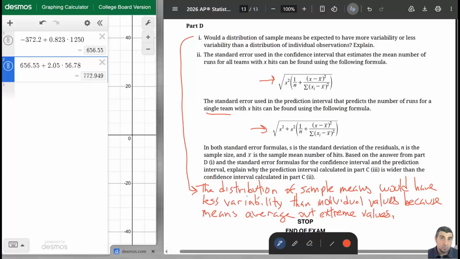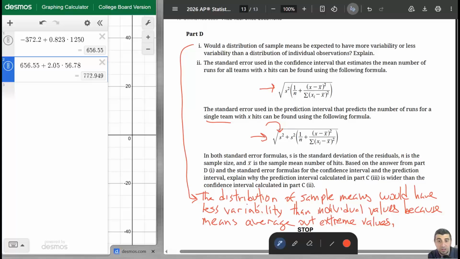So basically, the prediction interval is wider because it predicts for a single team, which is less certain than predicting for the average of all teams. Mathematically speaking, the formula for a single team introduces this extra term of s squared in the calculation for the standard error, which is going to increase the value of the standard error, which consequently is going to increase the variability.